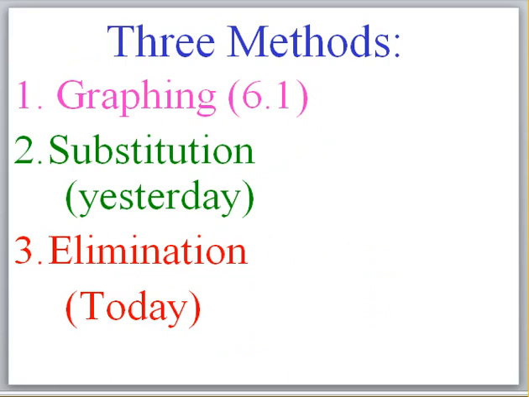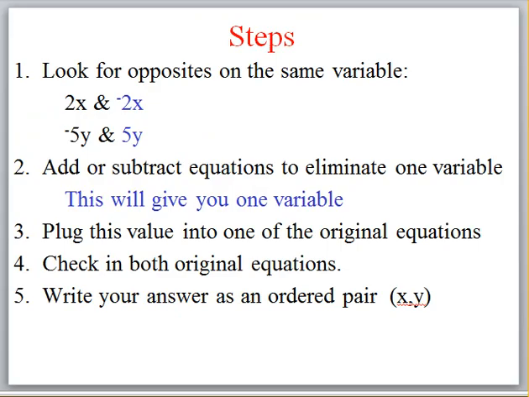So we've talked about three methods so far. Starting today is our third method. We've done graphing, we've done substitution, and today is the last one, elimination. So today the only type of problems we're going to look at are things where we can find the opposites. So exactly a 2x and a negative 2x, a negative 5y and a 5y.